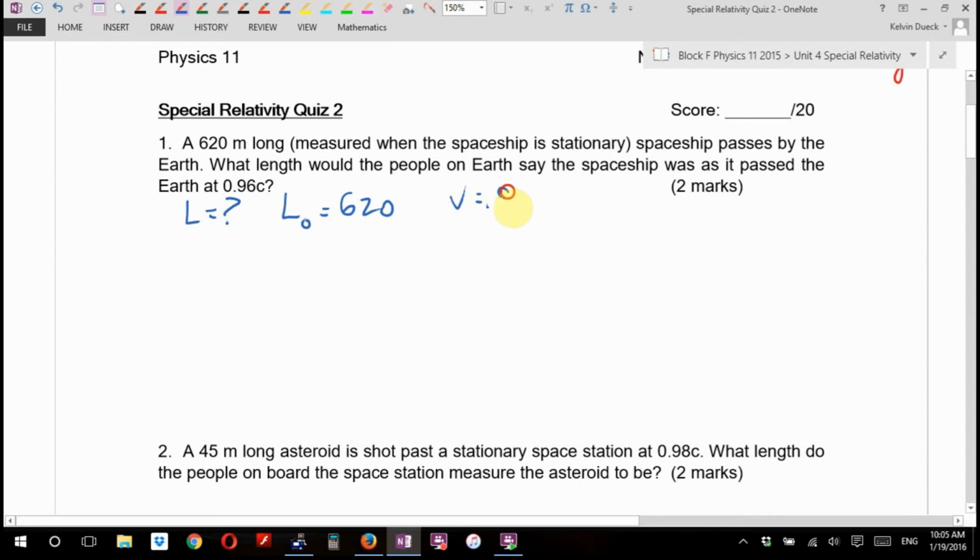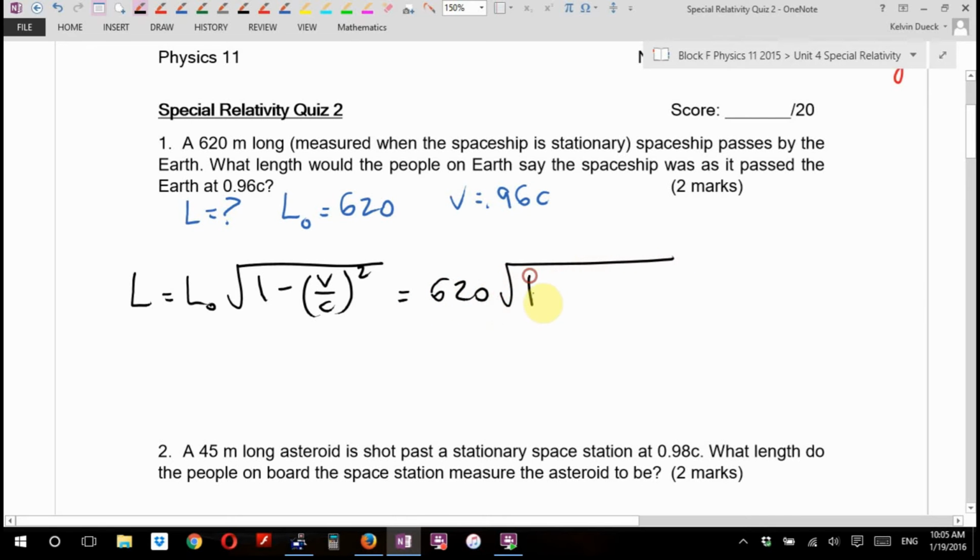V is 0.96 C. So the length equation is L equals L0 times the square root of 1 minus V over C all squared. Yes, I think that's right. Which is 620 times the square root of 1 minus 0.96 C over C all squared. Is there a C on the top? Is there a C on the bottom? Those will cancel. In fact, it's going to be 1 minus 0.96 squared, square root, times 620.